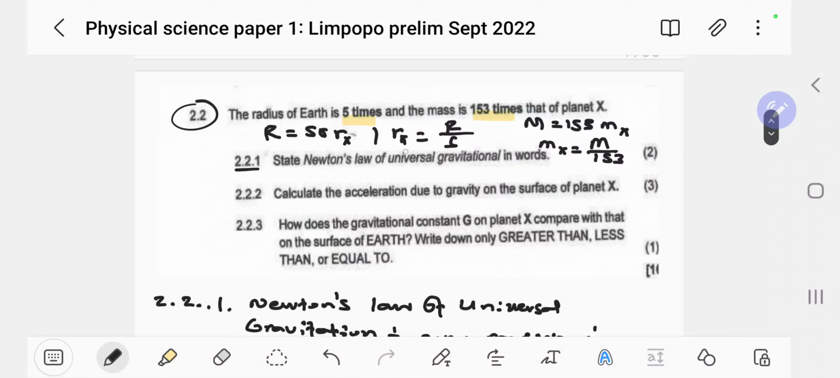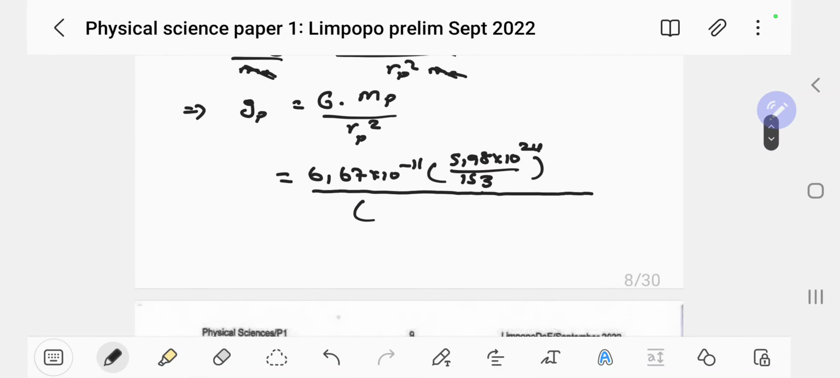Remember when we determined our story there, we realized that the radius of the planet X is going to be the radius of the earth divided by 5. You understand, right? So what is the radius of the earth? It is 6,38 times 10 to the exponent 6 meters. Maybe let's just write it nicely. Remember they said it's 5 times, so we divide that by 5 and then we square it. And we are good to go.